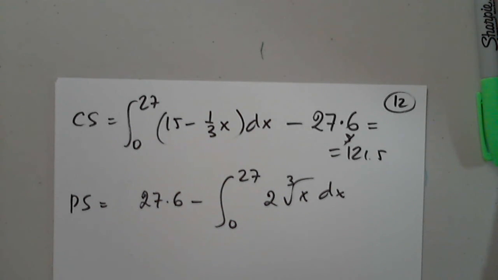Now the other one, I have 27 times 6 minus the integral from 0 to 27 of 2 times x to the power 1/3. Okay, so this is $40.4999.